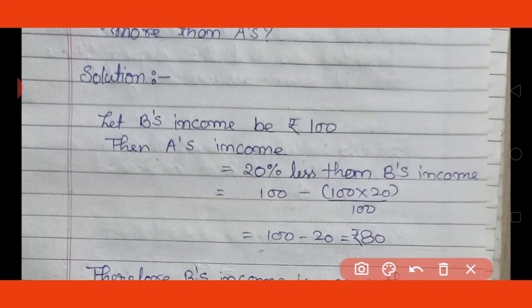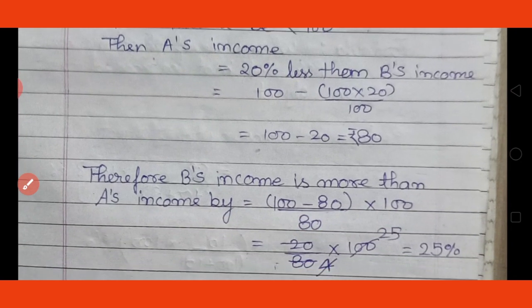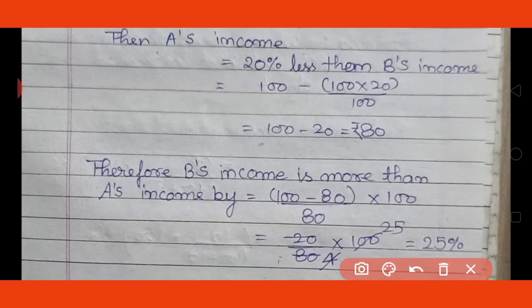So 20% less than, so whose 20%? Total income of B. So 100 is the total income of B and 20% less than 100. So 100's 20% is equal to 20. So 100 minus 20 is equal to rupees 80. Now what is the income of A? That is rupees 80. Now what is the income of B? How much is it more than A's income? So how much is it increased? How much is it more?